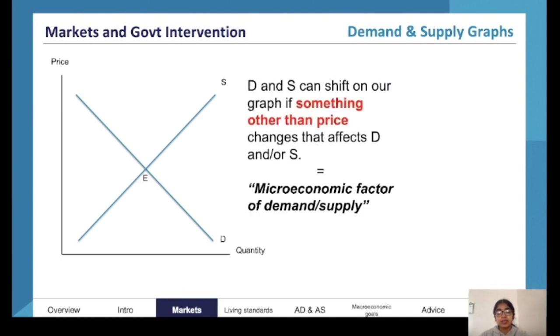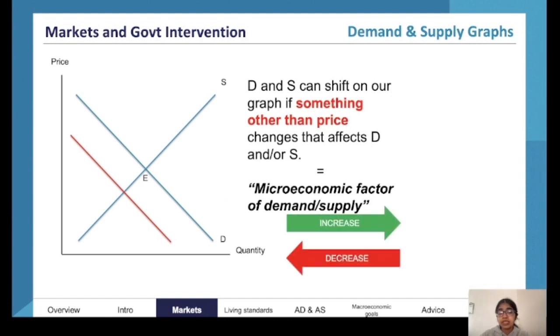Okay, so graphing. We need to really be mindful of the difference between a movement in the demand and supply curve and a shift in the demand and supply curve. A shift happens if something other than the price of that product changes. This is called a microeconomic factor of demand or supply, which is just a fancy way of saying it. For example here, the demand curve has shifted right, which means that at any given price, there is more demand. We can say it's increased or decreased. Here it's decreased: demand has shifted left, meaning that there is less demand at any given price.